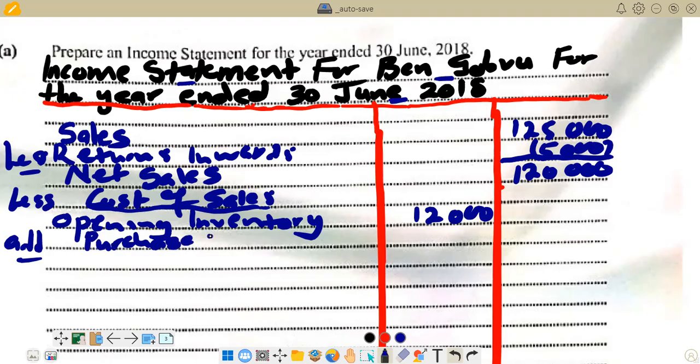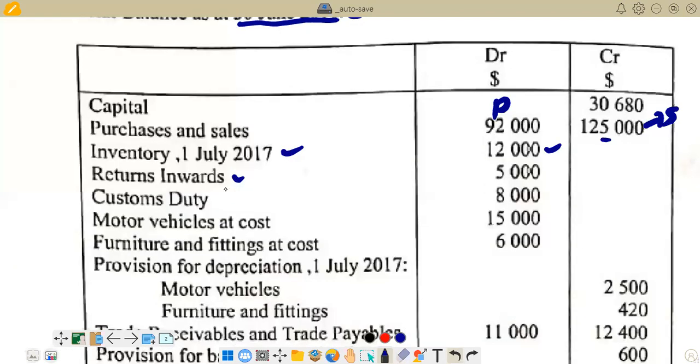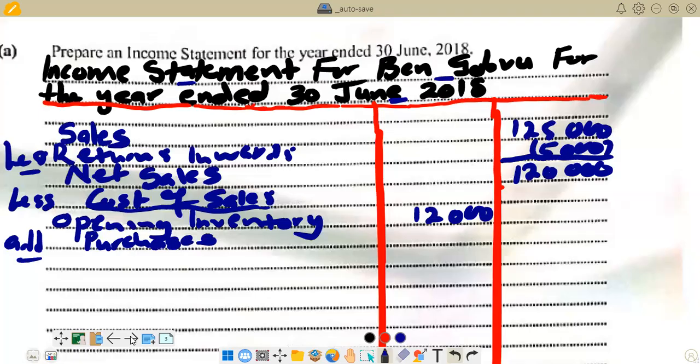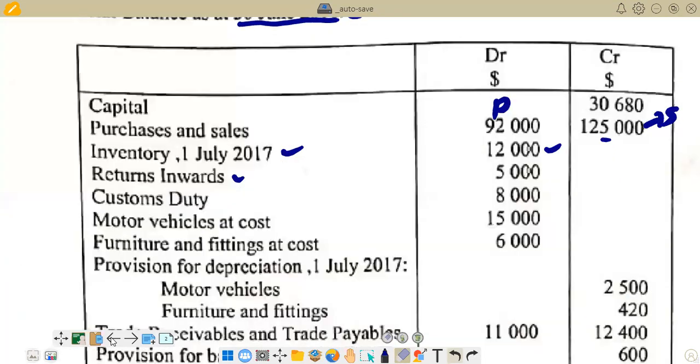We add purchases, and then the figure for purchases again, we go and check in the list of balances. Our purchases here, and it's on the debit is 92,000. So we can go back and put that one, 92,000. Right. On purchases again, remember, I think this figure we need to correct it here. Remember, for purchases, we put something to do with purchases in the additional information. Let's go to the additional information.